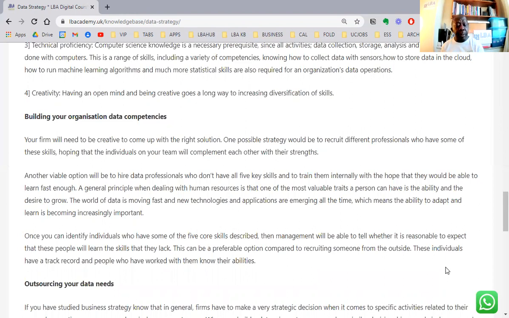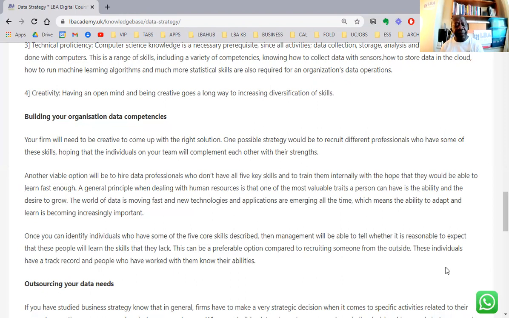And another viable option will be to hire data professionals who don't have all the 5 skills and train them internally with the hope they will be able to learn fast enough. A general principle when dealing with human resources, I call that talent, is that one of the most valuable traits a person can have is the ability and the desire to grow. The world of data is moving fast and new technologies and applications are emerging all the time, which means the ability to adapt and learn is becoming increasingly important.